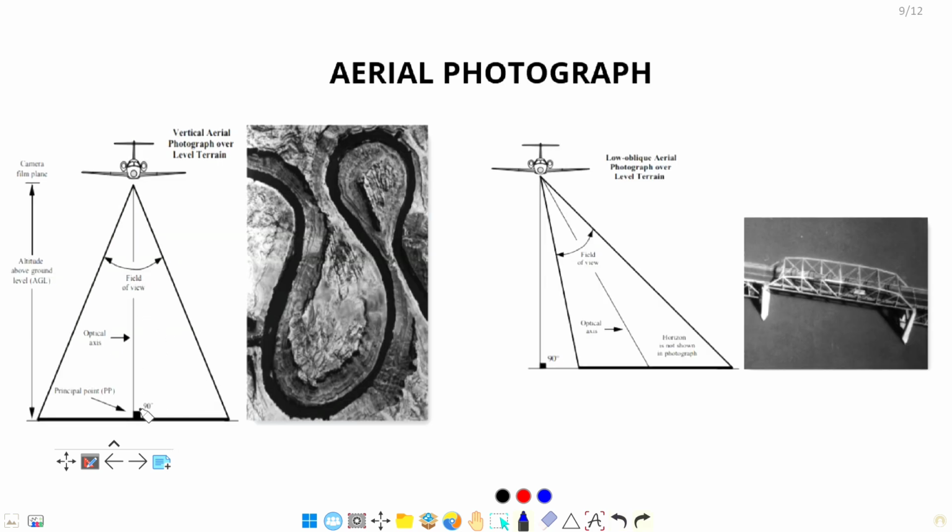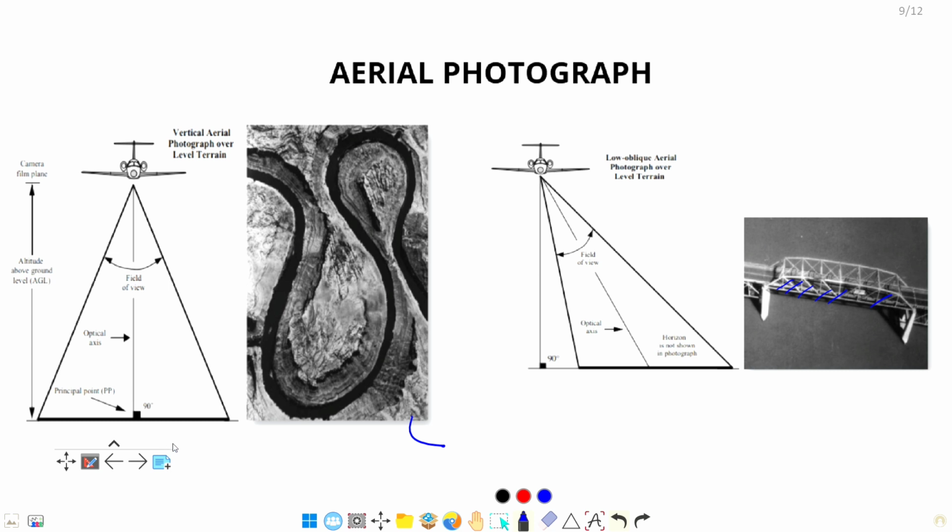Here the optical axis of the camera, or camera axis, is at 90 degree. So if it is at 90 degree, then the photograph obtained is a vertical photograph. Here a little tilting is done. A low oblique photograph is shown here. You can see the side profile of the bridge here, but not anything very far from the bridge. You can't see that. Only the side profile of the bridge and a little bit of the river surrounding it. So it is a low oblique photograph.